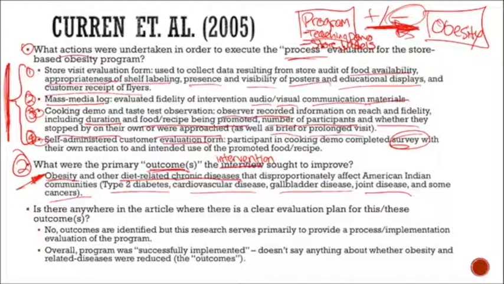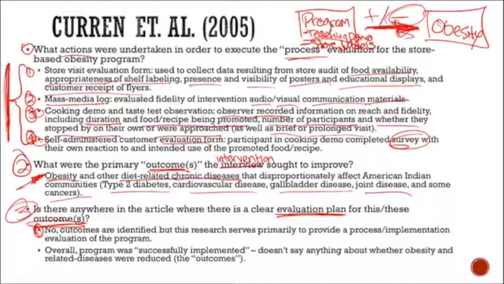And then the last question that we ask here, number 3, is there anywhere in the article where there's a clear evaluation plan for the outcomes, right? They spend a lot of time talking about the process implementation evaluation. Do they have any development of a plan for an outcome evaluation? And if you had a long time struggling to find it, you'll see here the answer is no.